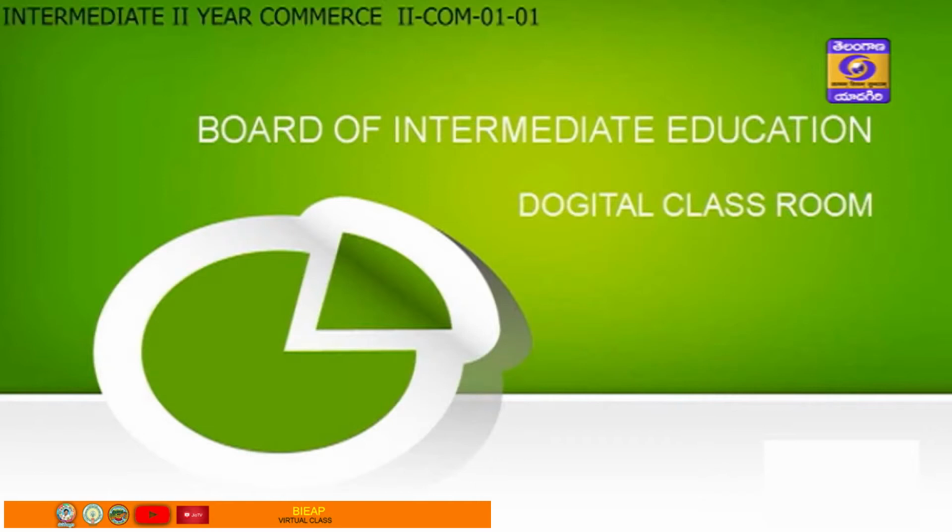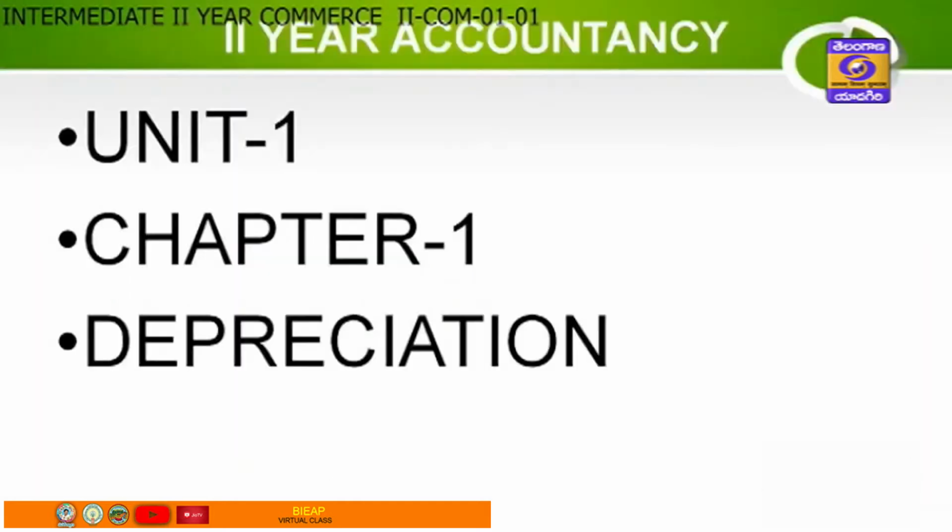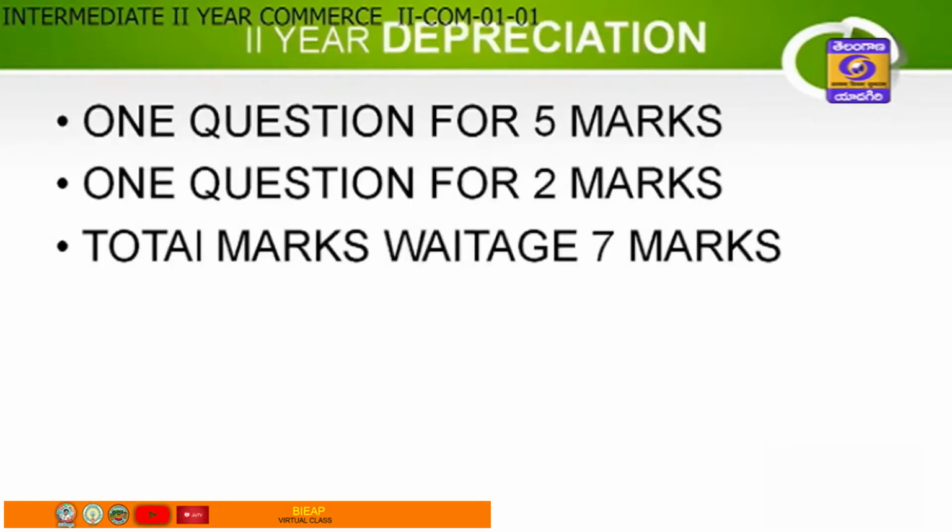So, my dear students, in the second year syllabus, from the accounting part, the first chapter is depreciation, and the second chapter is accounts from incomplete records, or we can say it as a single entry system, and the third chapter is consignment accounts, and the fourth one is accounts from non-trading concerns, and the fifth one is partnership accounts, and it was divided into two parts.